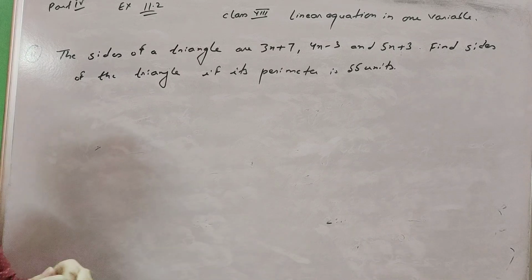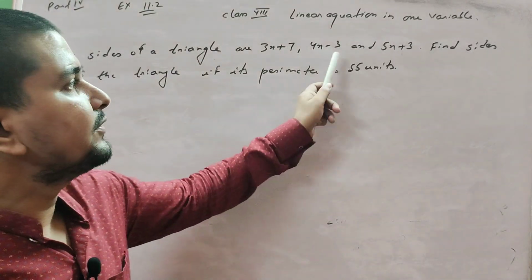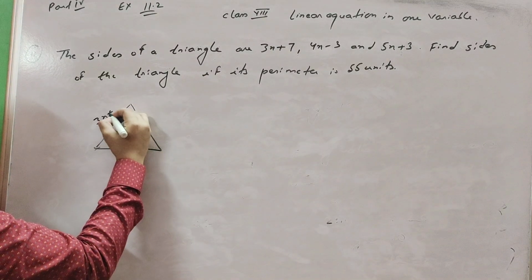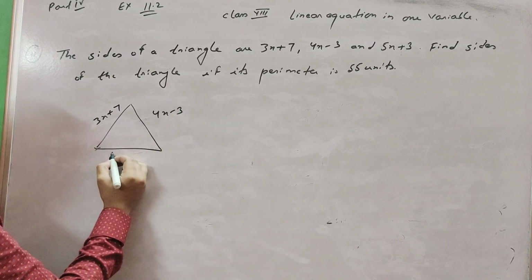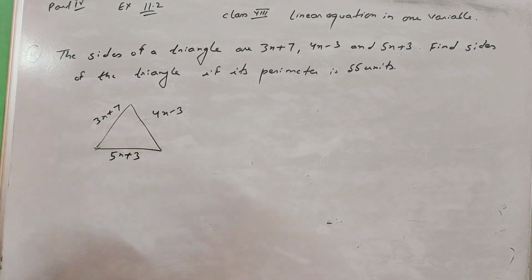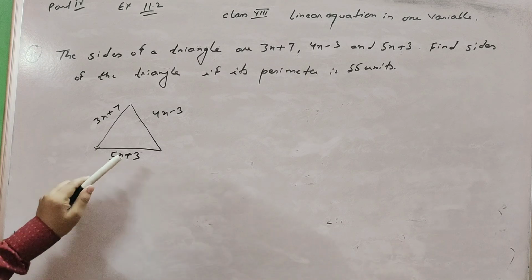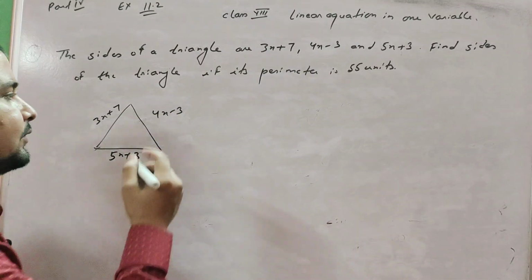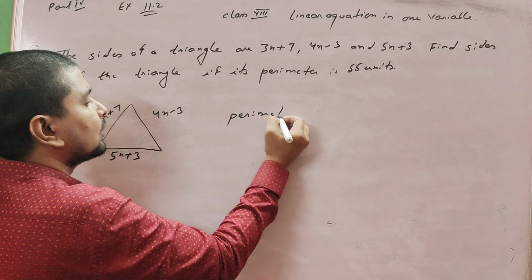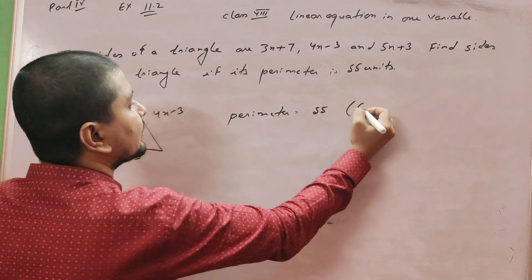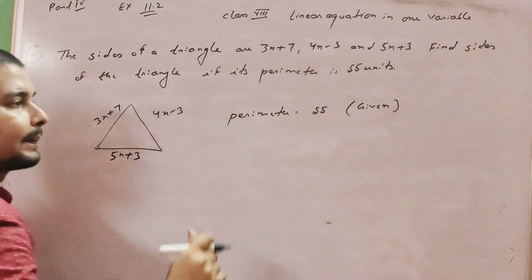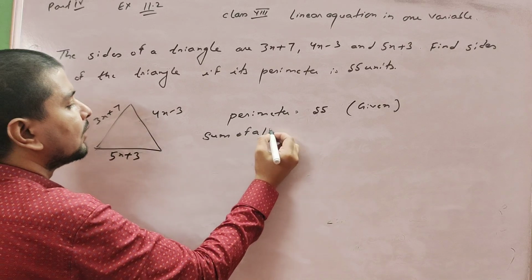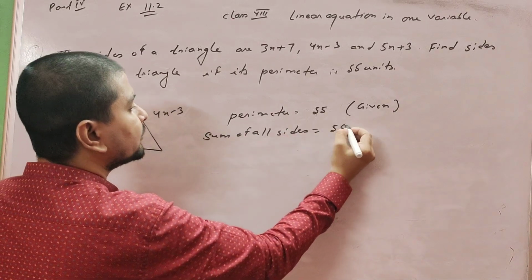So you see the sides of a triangle are given: 3x plus 7, 4x minus 3 and 5x plus 3. Perimeter means the sum of all sides. It's given as 55, so perimeter equals 55. The perimeter formula says the sum of all sides equals 55.